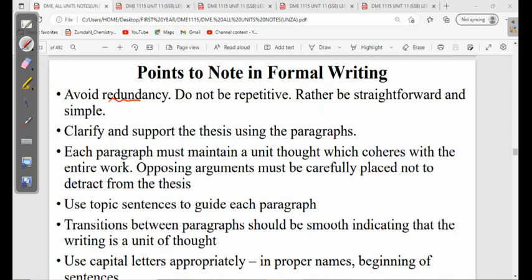And clarify and support the thesis using paragraphs. So if you have got an idea, make sure that you support it fully using different paragraphs. And each paragraph must maintain a unit of thought which coheres with the entire work. Opposing arguments must be carefully placed not to distract from the thesis. So as you write paragraphs, make sure that one paragraph is bringing one idea out which is clearly stated, not in the same paragraph you talk of going to the farm, you talk of someone dying, you talk of getting fired from work. That is ambiguous. So you need to make sure that one paragraph has one point, one thought clearly brought out. And if you want to put an opposing view, make sure that it is not away from the main idea of that paragraph.